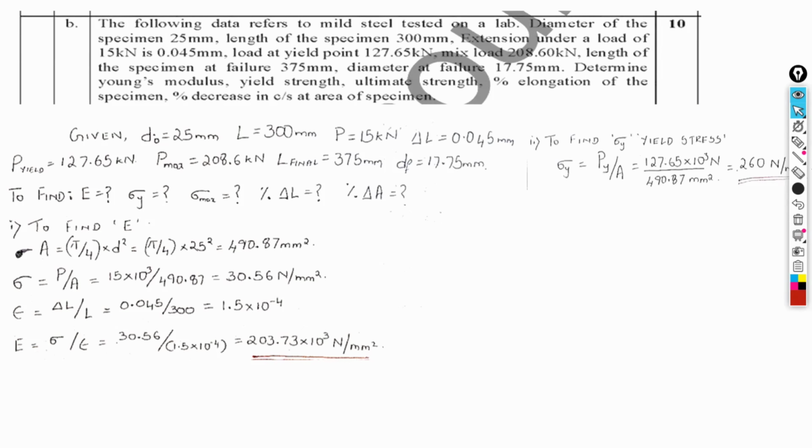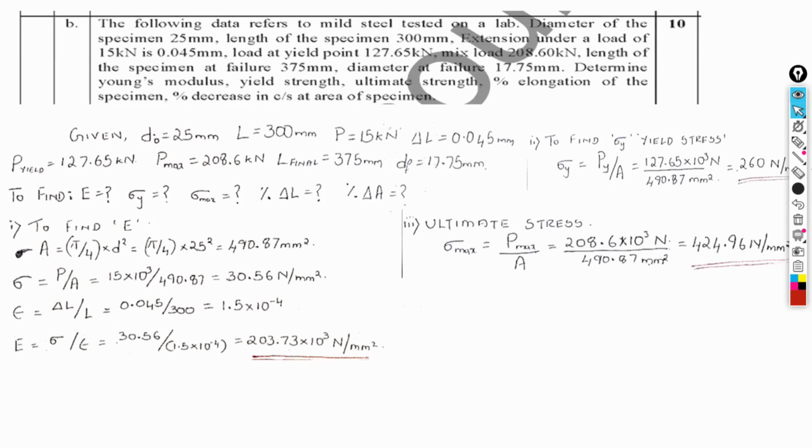Second one is to find sigma y, that is yield stress. Sigma equals P by A. Similarly, sigma y equals Py divided by A. Py is the load at yield point, 127.65 into 10 raised to 3 divided by area of cross section 490.87. After solving, we get yield stress equal to 260 Newton per mm square. Third one is ultimate stress, sigma max equals P max, the maximum load, divided by area. P max is equal to 208.6 into 10 raised to 3 divided by area 490.87.